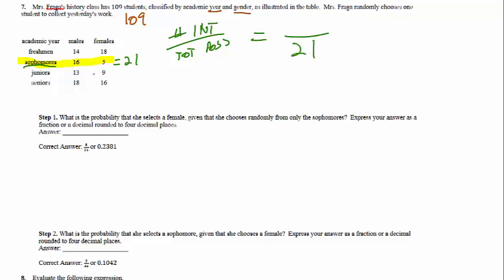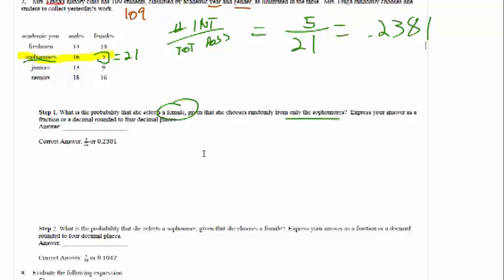And what are the possibilities that she's going to pick a female, given that she chooses only from the sophomores? Well, how many females are there? There's 5 females. That's 5 out of 21, and that becomes 0.2381. So almost a 25% chance. All right, well, that's easy enough.